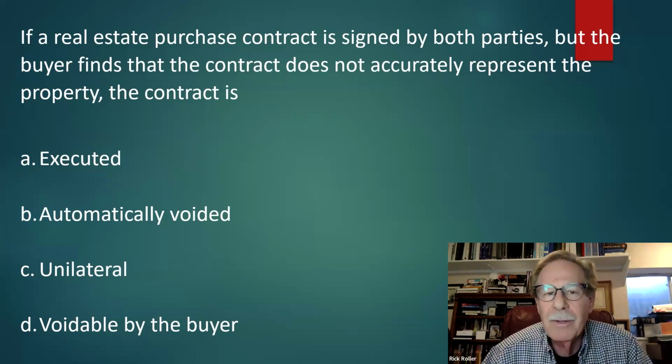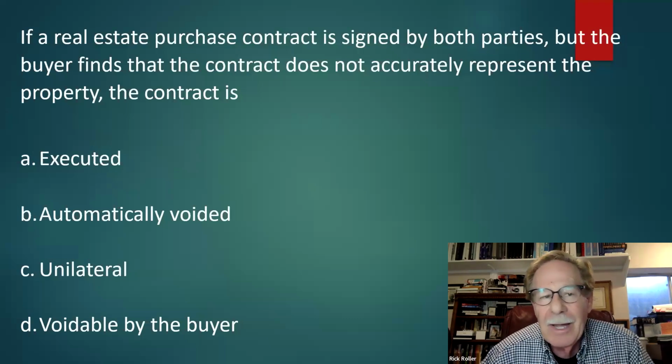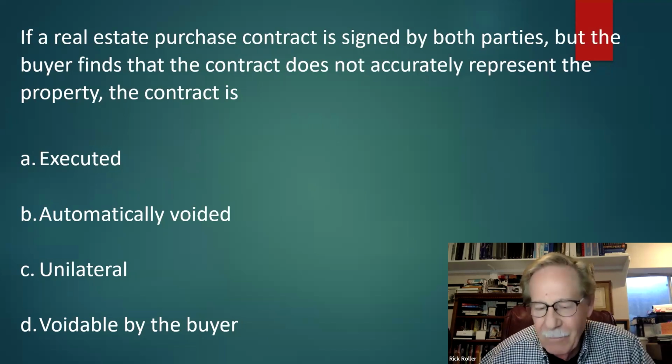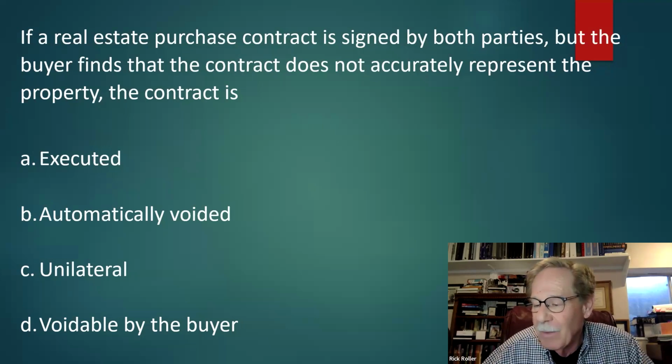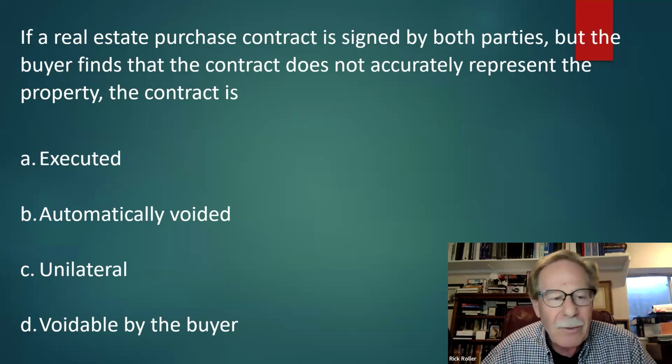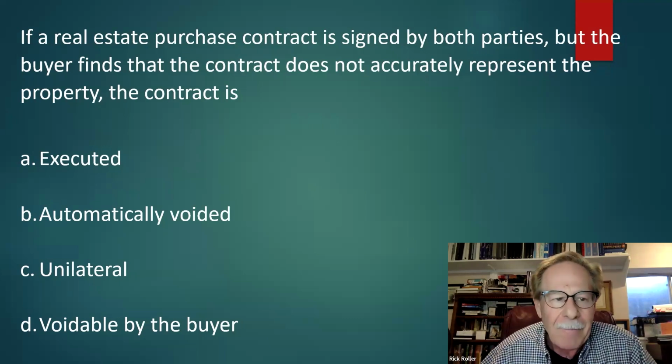Well, who's the harmed party here? The buyer finds that the contract did not accurately represent the property. Well, they're not going to stand for that. This could mean a lot of different things. It could be the size of the lot, or if there's an acreage involved, it could be the zoning. It could be a ton of different things. But the one that was harmed was the buyer, and so the correct answer to this one is B, voidable by the buyer.